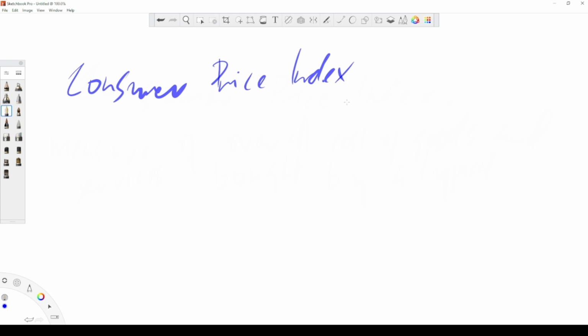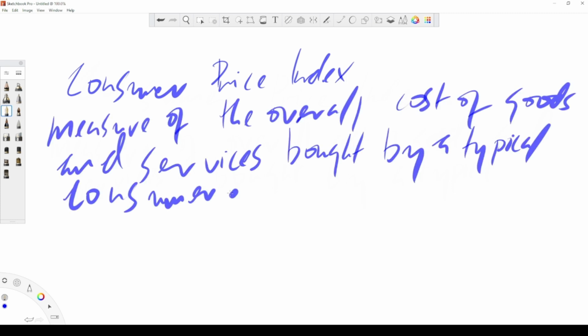Now, the consumer price index is a measure of the overall cost of goods and services bought by a typical consumer. So why is this useful? Well, it's used to calculate the inflation rate. In macroeconomics, there are typically two ways we go about calculating the inflation rate. One is using the GDP deflator, and the second is the CPI.